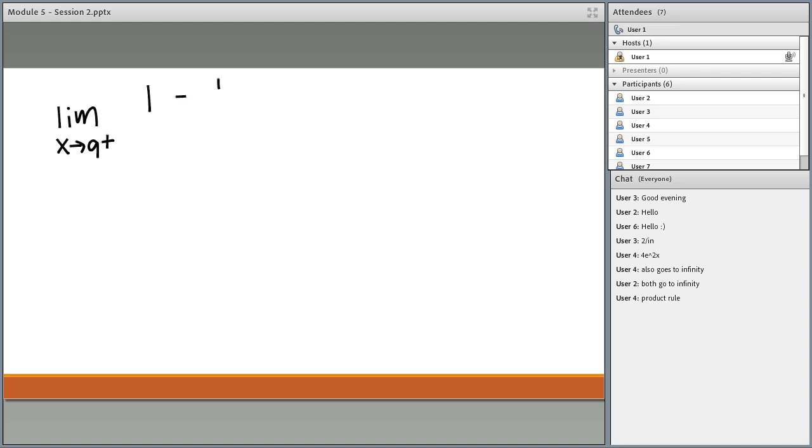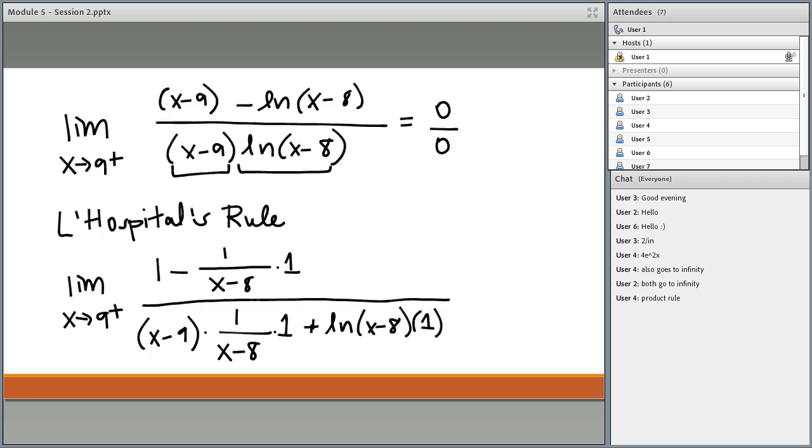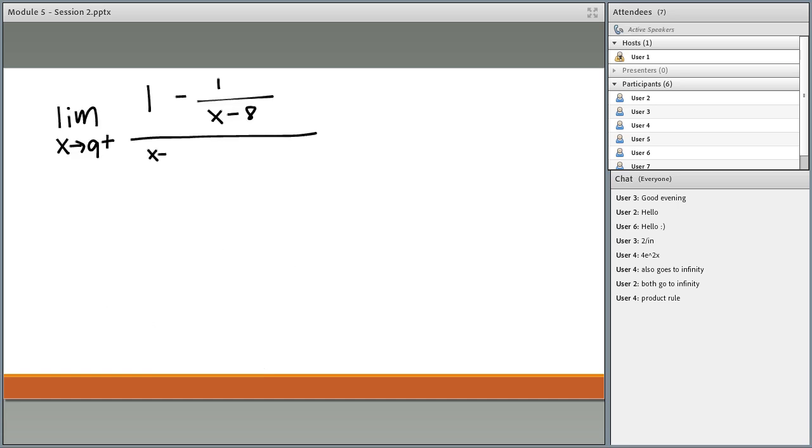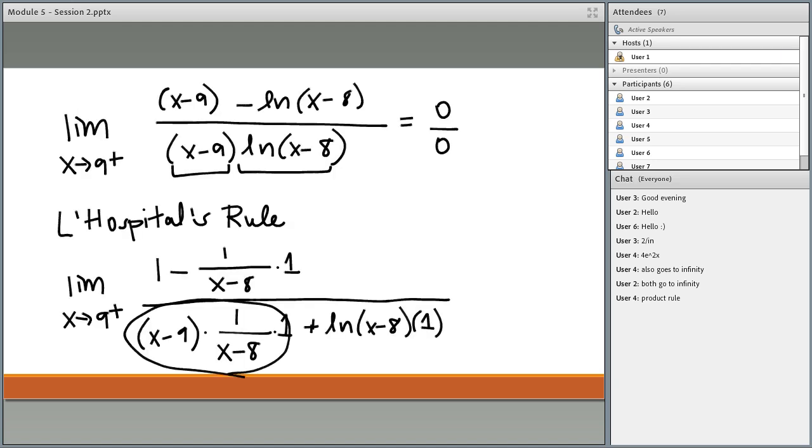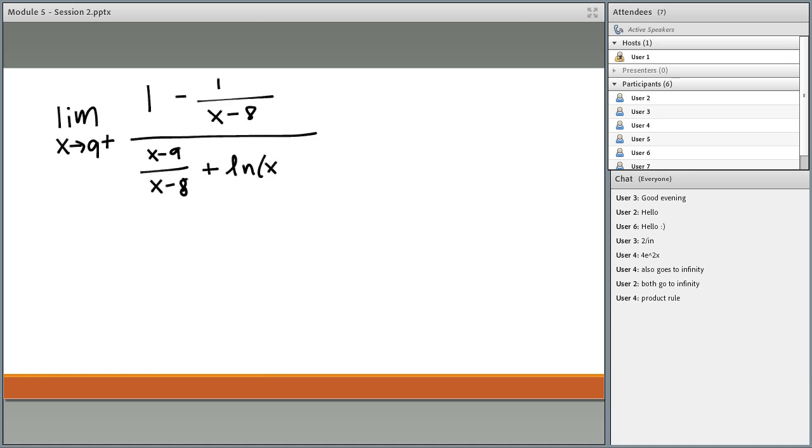So I have 1 minus 1 over x minus 8 in the numerator. The denominator in this first term, I will just combine this as x minus 9 over x minus 8. And then in the second term, in the denominator, I just have natural log x minus 8. So it's a little bit better than it was before.